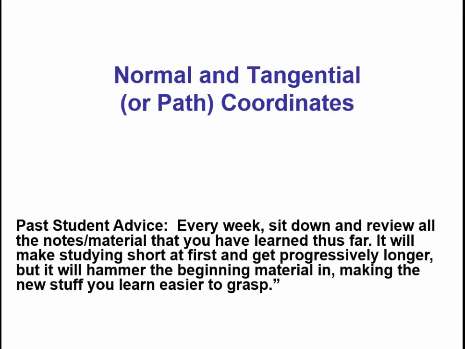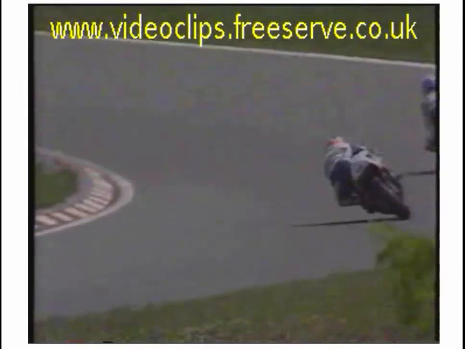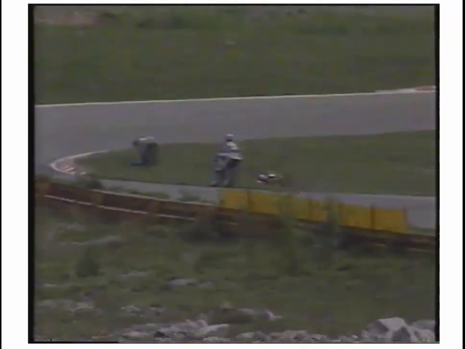In this video, we're going to talk about normal and tangential coordinates, which are sometimes called path coordinates. And these are very useful when you're looking at things like planes, trains, and automobiles, as well as in this video of a motorcycle driver. So they're going around a curve, then they're in a straight path, and now you can see we have a small accident, and you have to be careful if you're a bystander.